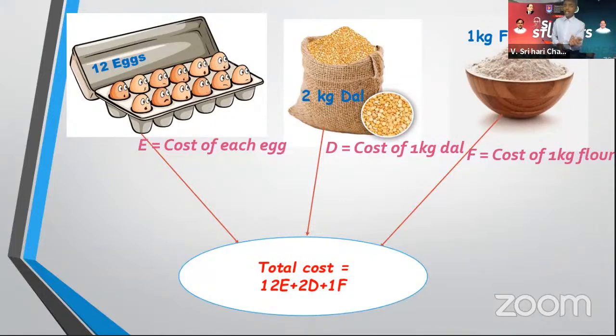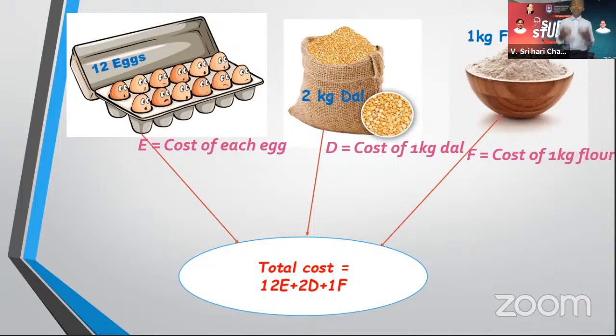To get the total amount for my eggs, then 2 kg dal is multiplied by the cost of 1 kg dal to get the final result for the dal. Then 1 kg flour is multiplied by the cost of 1 kg flour to get its total amount. After getting all these results, we make the total cost, which equals 12E plus 2D plus 1M. So this makes an expression, right? This new expression is called a polynomial.